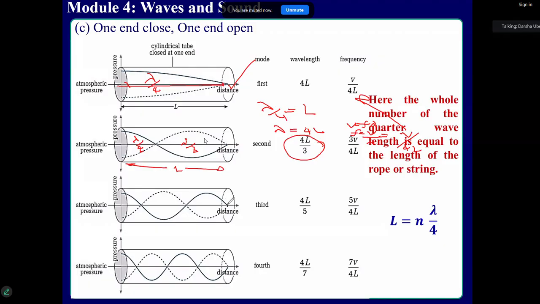Okay. Here you can see this is fully 1 lambda, no? Complete cycle. And another half, not half, a quarter is there. So half loop, then quarter of lambda.